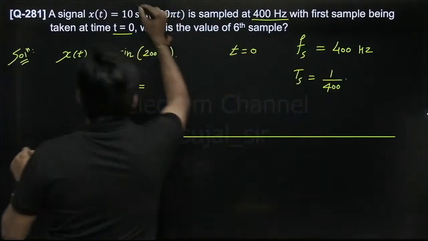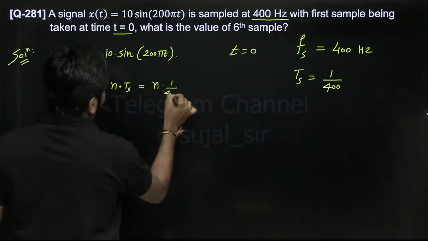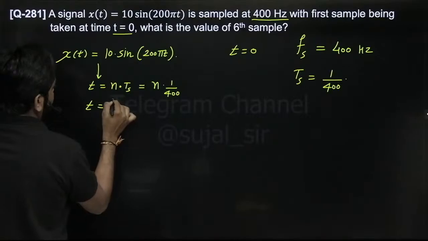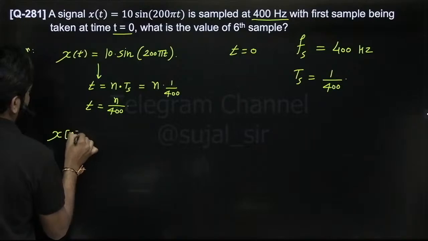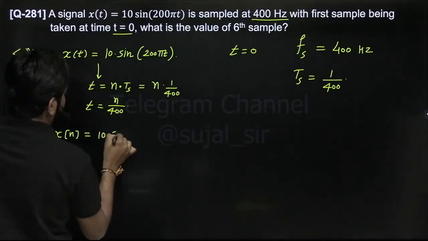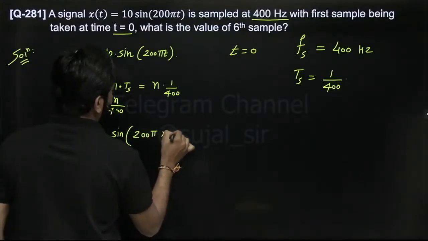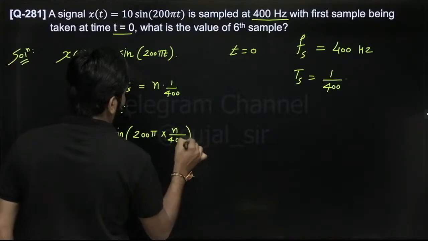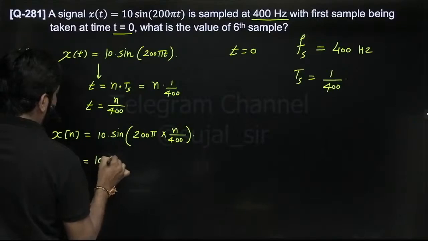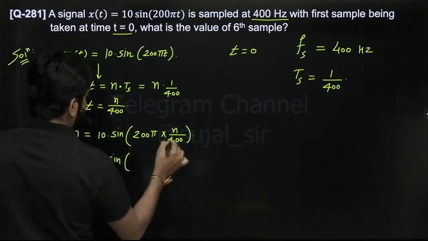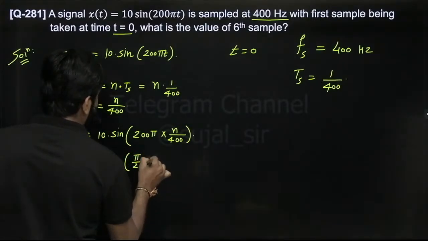This is your sinusoidal function, guys. First write this one, n into 1 upon 400. So simply replace t with n upon 400. So x of n will be 10 sin 200 pi into n upon 400. So it will be 10 sin of pi by 2 n, guys.